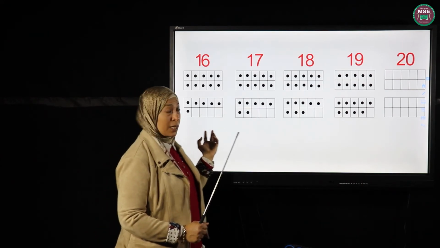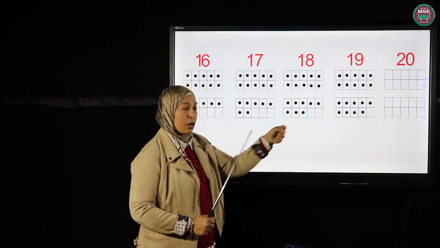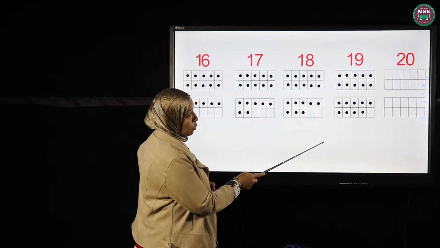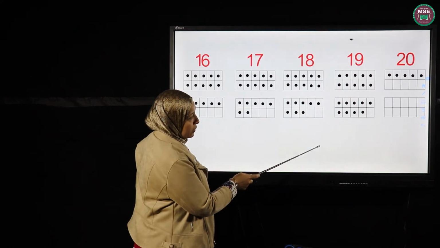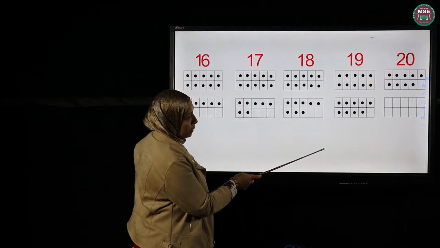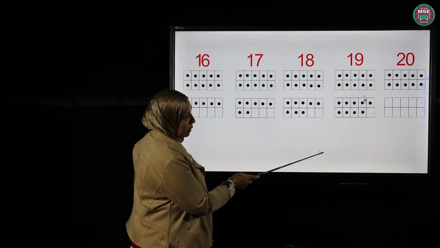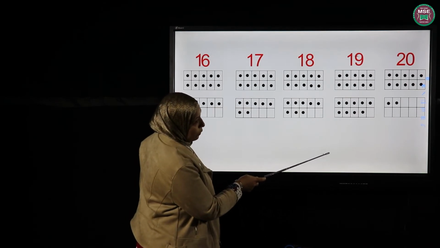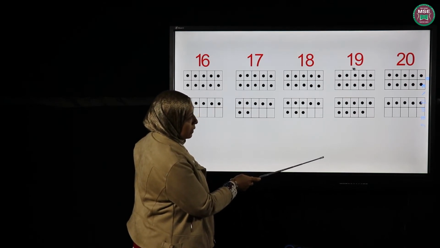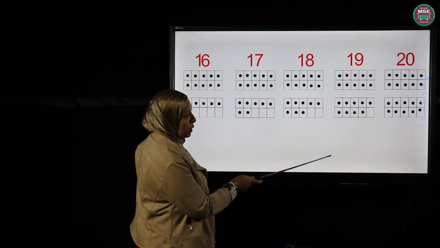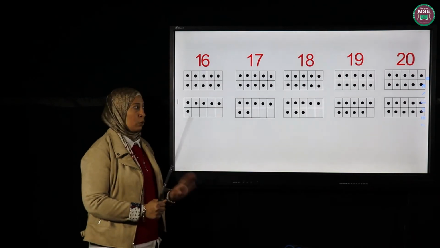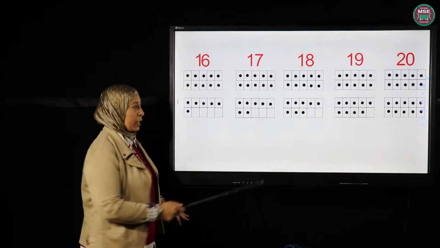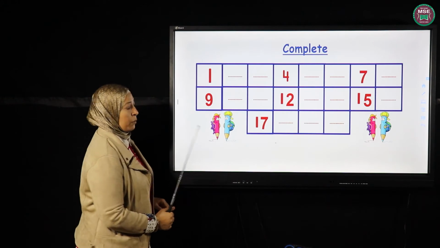When I go to number 20, how can I show it? Yes, we are gonna say 10 and 10 are gonna make 20. Let's try it. 1, 2, 3, 4, 5, 6, 7, 8, 9, 10, 11, 12, 13, 14, 15, 16, 17, 18, 19, and 20. So 10 and 10 makes 20. Okay now? Clear? Okay, let's move to something else.